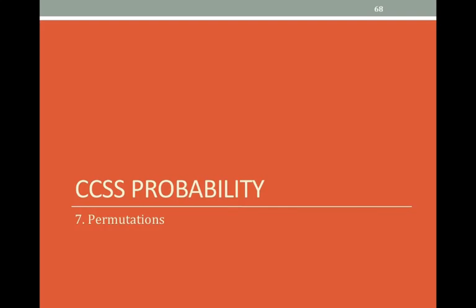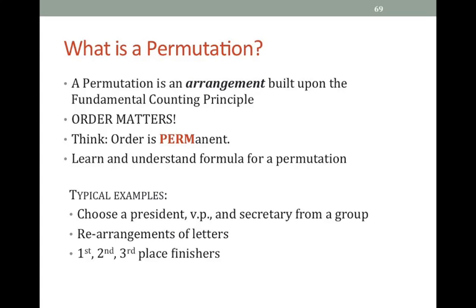Okay, now that we're in the realm of large sample spaces, we're going to talk about permutations, which allow us to find possibilities in large numbers, but specifically when these possibilities include situations where ordering is important. So a permutation is an arrangement built upon the fundamental counting principle. So when order matters, you're going to want to use a permutation. And tomorrow we'll talk about a combination and how that's different than a permutation. But today we'll just focus on permutations and that order is important.